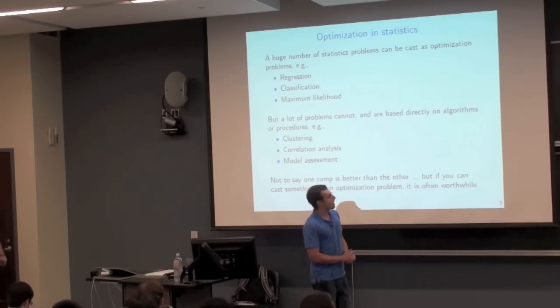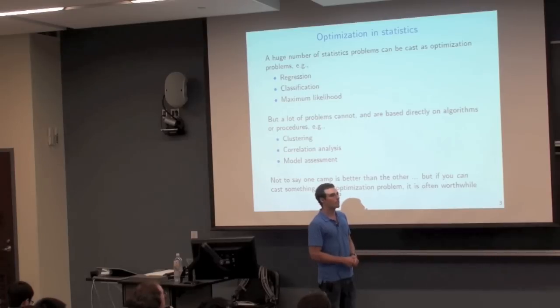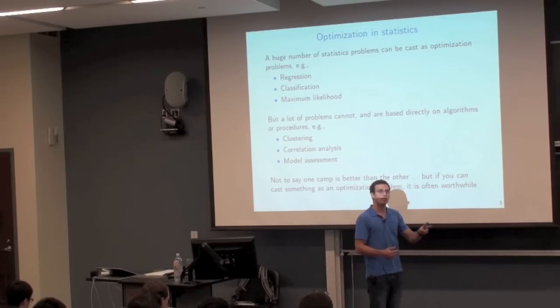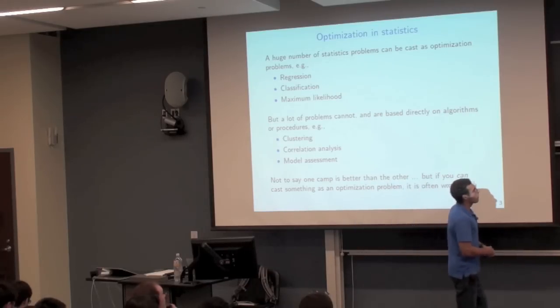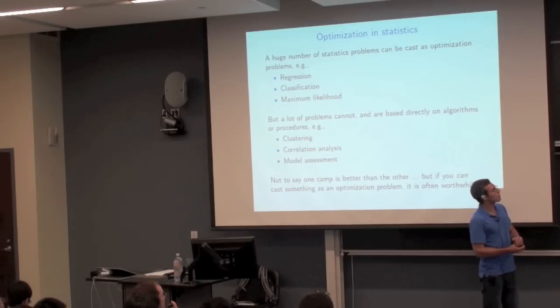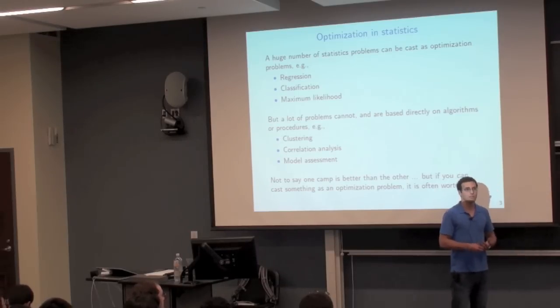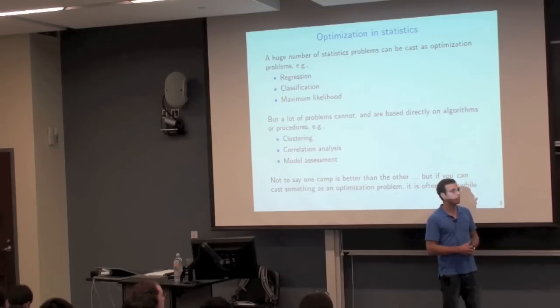We kind of covered this in the last lecture, so I'm not really going to go into detail about this, but I just wanted to maybe point out a couple of problems that were mentioned last time that are optimization problems, and statistics problems that cannot be cast as optimization problems. So we had a lot of examples last time of statistics and machine learning problems that were optimization problems and also that weren't. I just want to point out a couple more.